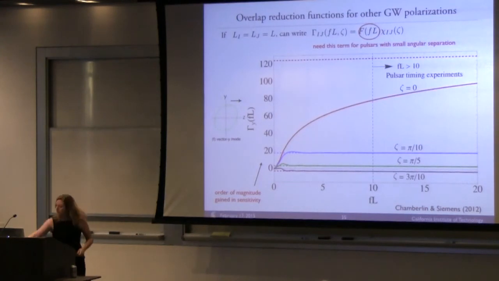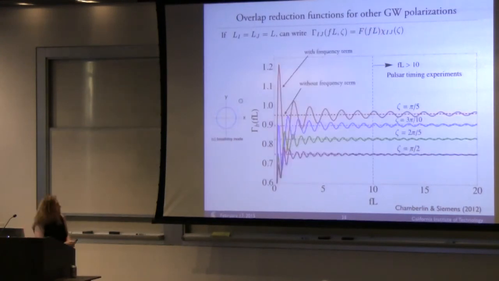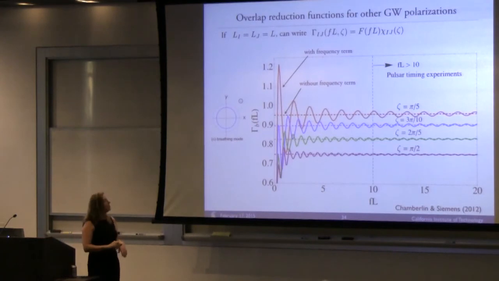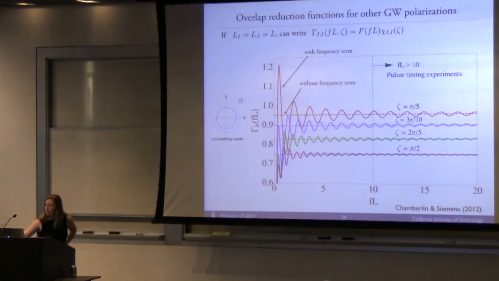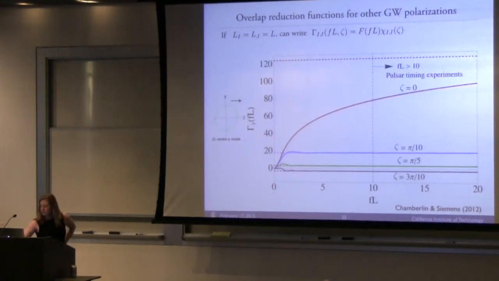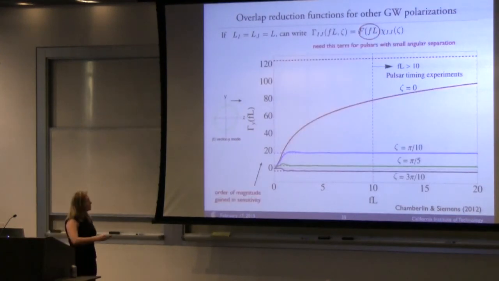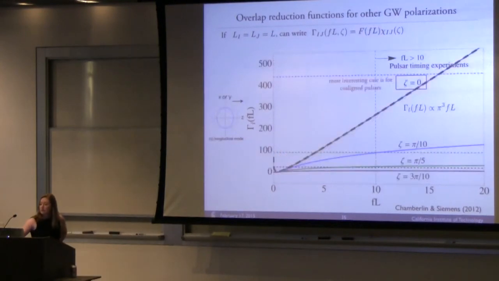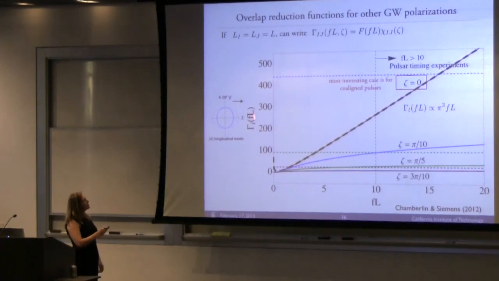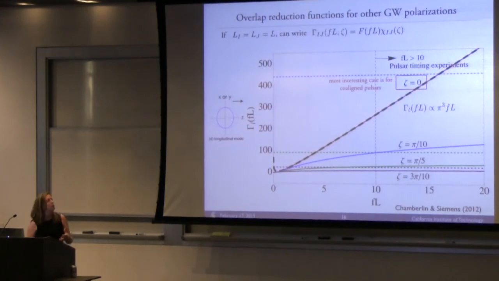And also, furthermore, if you go back to this slide, I said a little while ago that this overlap reduction function tells us something about sensitivity. And if you look at these numbers on this axis, they're roughly of order unity. But when we go to our vector y mode, you can see that we've actually gained an order of magnitude here. So now we're going to go to the most extreme and most exciting case, which is the longitudinal polarization mode.